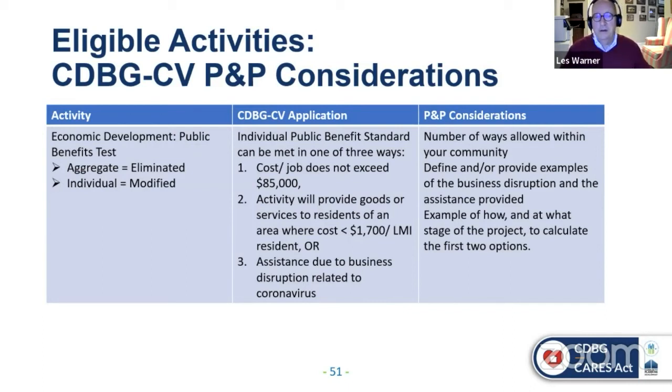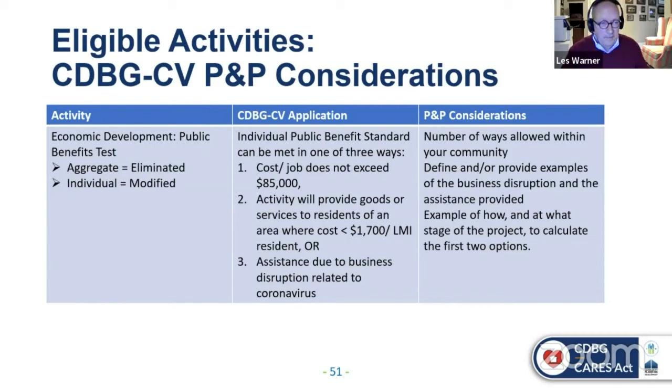So thinking about, what's your process going to be in collecting and reviewing that individual public benefit test. As part of that, you may want to, in your policies and procedures, call out what you expect to have in place, what your review process is going to be, particularly if you have subrecipients and others who are going to be operating these activities on your behalf. It'll be really important to communicate that.